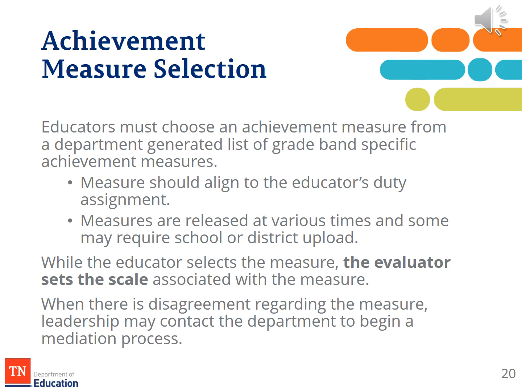TVOS scores auto-populate. While achievement measures are selected by the educator, the evaluator has the right to question the selection and has the sole responsibility to set the scale for the measure. Evaluators should guide the educator to an appropriate measure that is closely related to the educator's teaching assignment. In the case of disagreement, there is a mediation process available through the department.